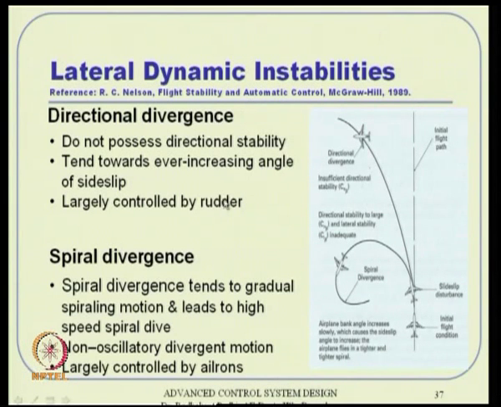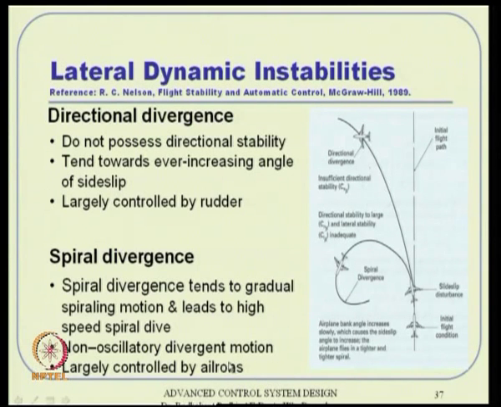So, of these two, directional divergence is not that bad. In other words, if it is not controlled in time, then it will lead to further bad things. But the spiral is even worse from the beginning itself, because once it rolls, this spiraling action gets amplified very quickly. This particular aspect is largely controlled by the rudder, and this particular effect is largely controlled by the ailerons.